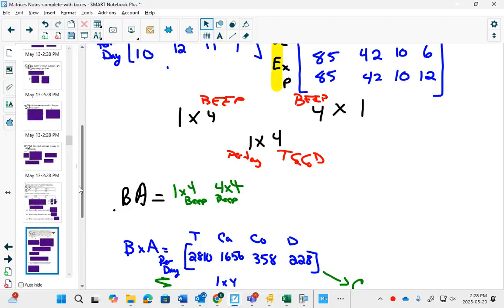Transistors per day, 2,810. Capacitors per day, 1,656. So this weird matrix multiplication where it rotated something, crashed into something else, added it all up, we now can see a real life example of where we can use that and how it can be used. And it's kind of like, oh, this is kind of useful and kind of helpful in this situation.